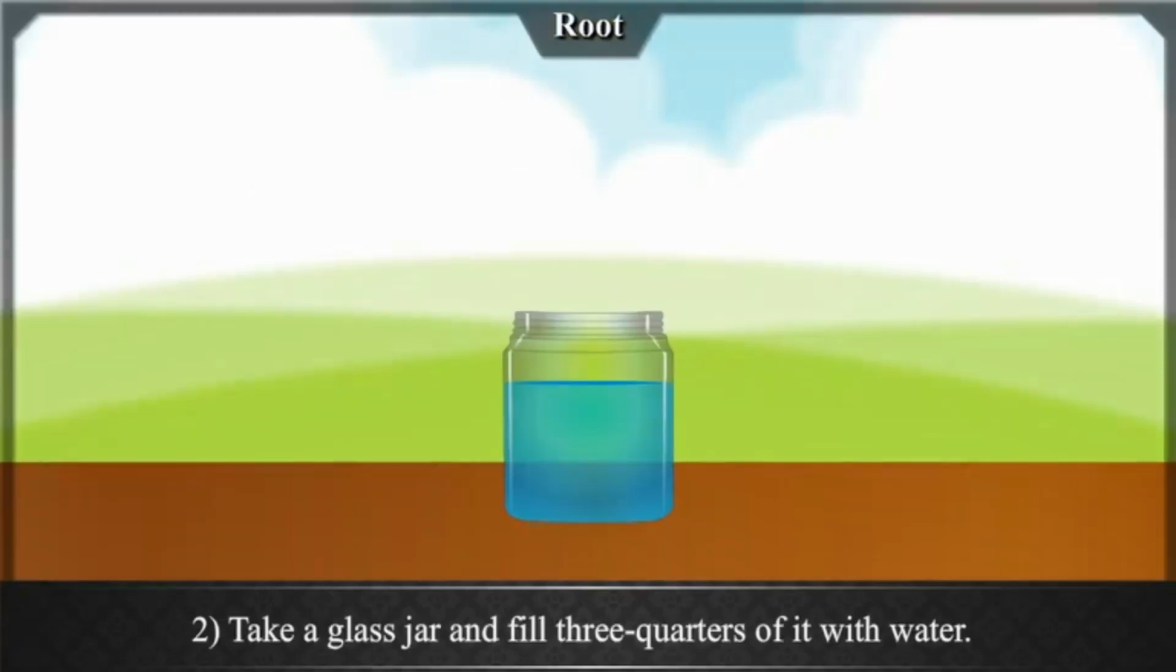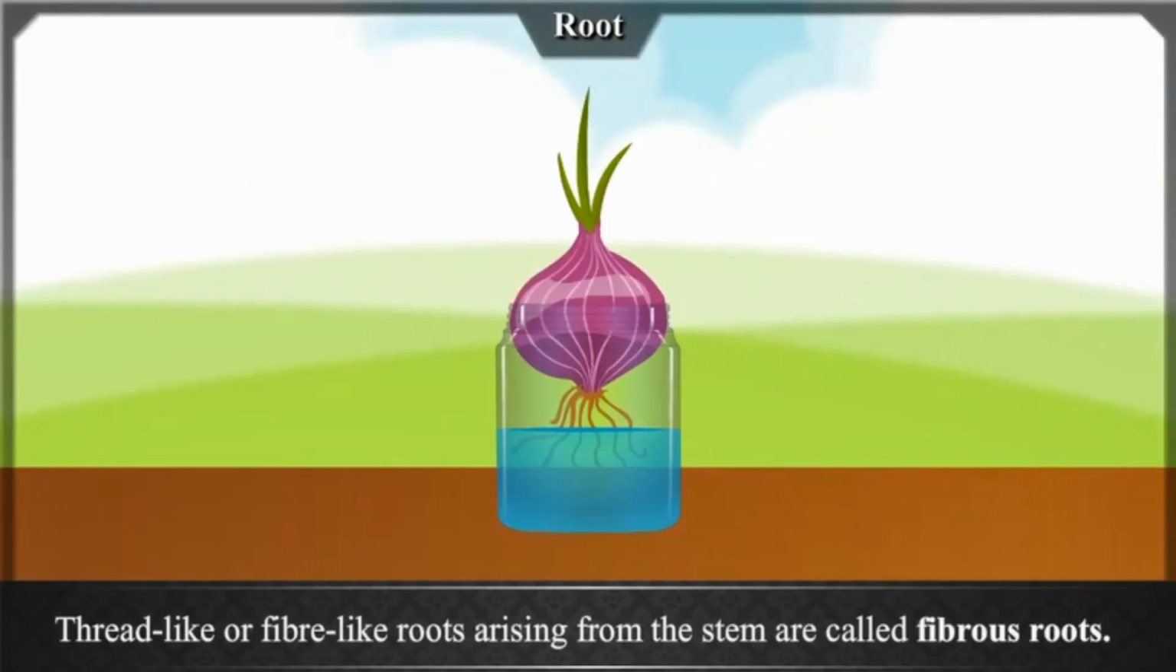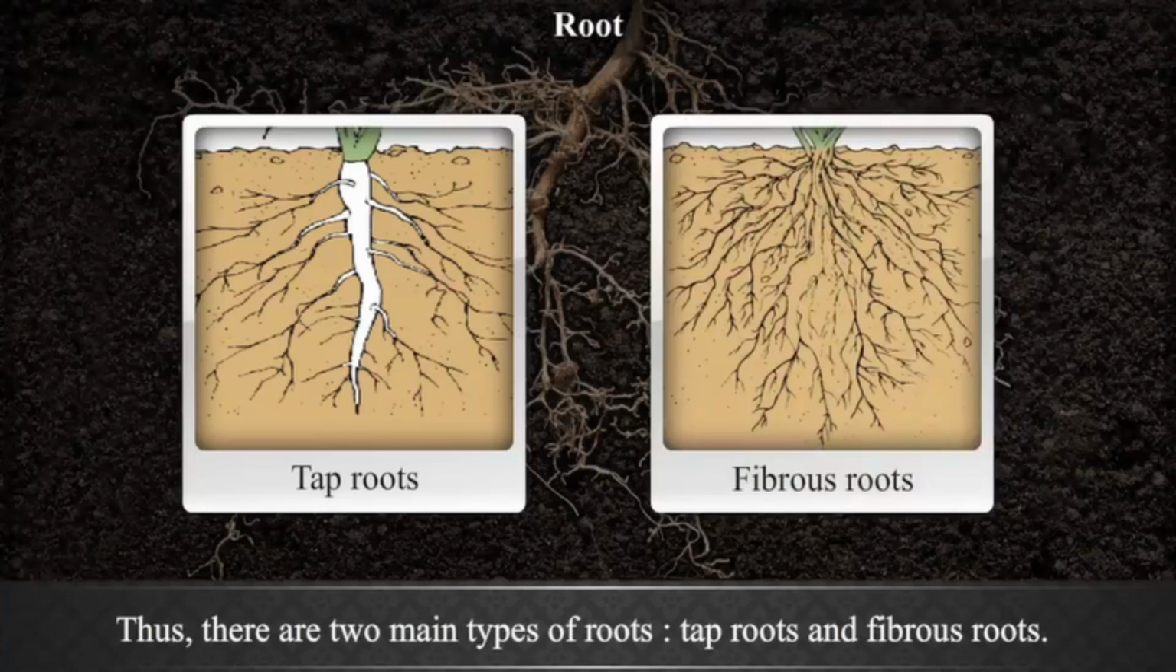2. Take a glass jar and fill 3/4 of it with water. Place an onion on the mouth of the jar in such a way that its roots are towards the water. Observe the tap roots and fibrous roots. Dicotyledonous plants have tap roots, while monocotyledonous plants have fibrous roots.